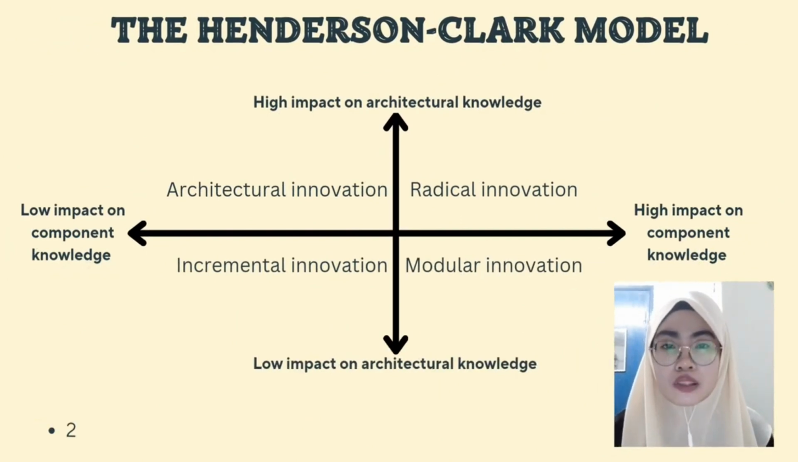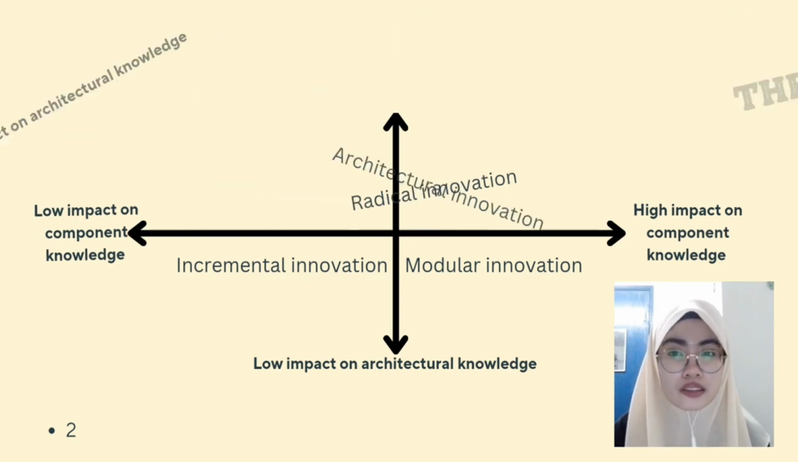The Henderson-Clark model is the model that demonstrates the extent to which innovation occurs and how it impacts the product or development. Incremental innovation is the innovation case involving a small change that builds on the existing product. Modular innovation is the change to one or more of the product components. Architectural innovation involves the complete change of the product architecture, but the core product concept and design remain the same. And radical innovation is the product development which revolutionizes the industry or develops a new industry.